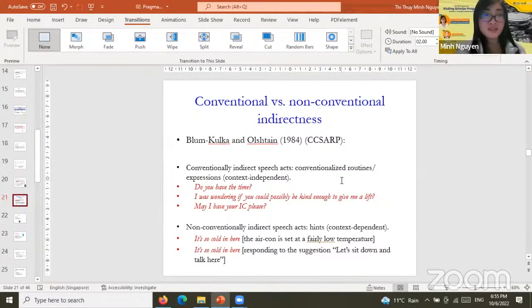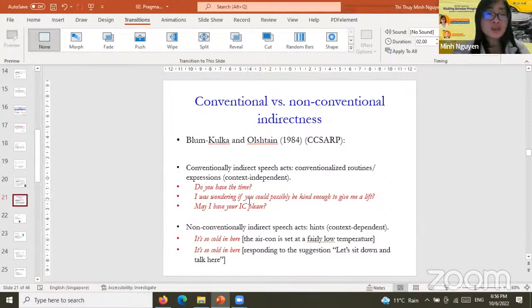Now, conventional indirectness means the language forms, expressions or patterns of discourse have been routinized, have been conventionalized. So every competent member of the speech community can immediately recognize the intentions of the speaker. That's why we call them context independent indirectness. This kind of indirectness doesn't require context to understand. So a question such as, do you have the time, in English means, what time is it? Every competent speaker of English knows that.